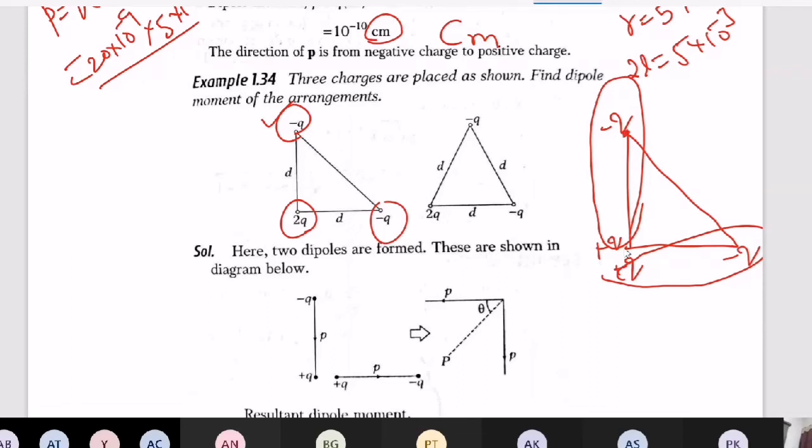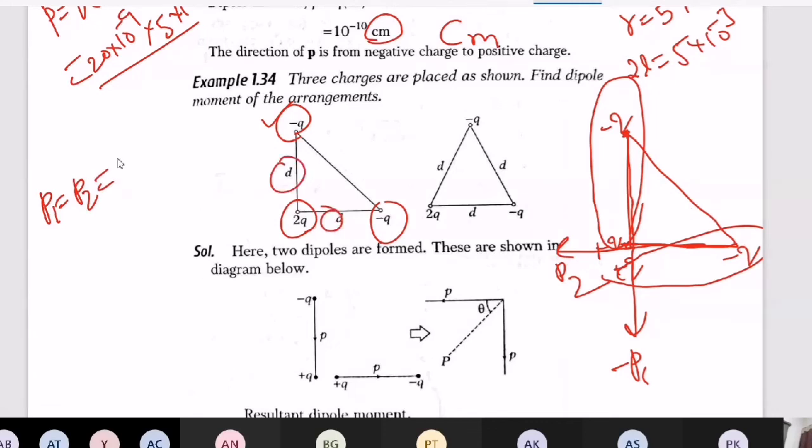So here, minus q and plus q, there is a dipole moment from minus to plus. Let's take it as P1. There is another dipole, and let's take its dipole moment as P2, from minus to plus. So there are two dipole moments, P1 and P2, and both are equal here because the distance is the same, d. So that is q into d, the distance between them.